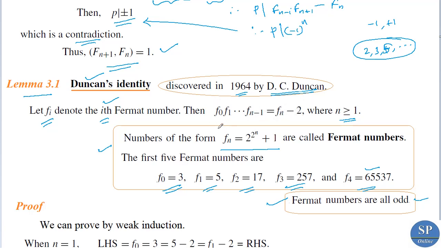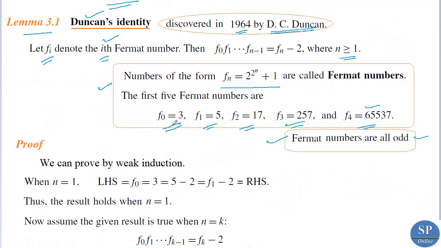Now to prove this, we can use induction. Here we have to prove that f0 into f1 into etc. f(n-1) equals f(n) - 2. First we put n equal to 1, where n is greater than or equal to 1. If n equal to 1, f(1-1) is f0 here, so the left-hand side is f0 itself.